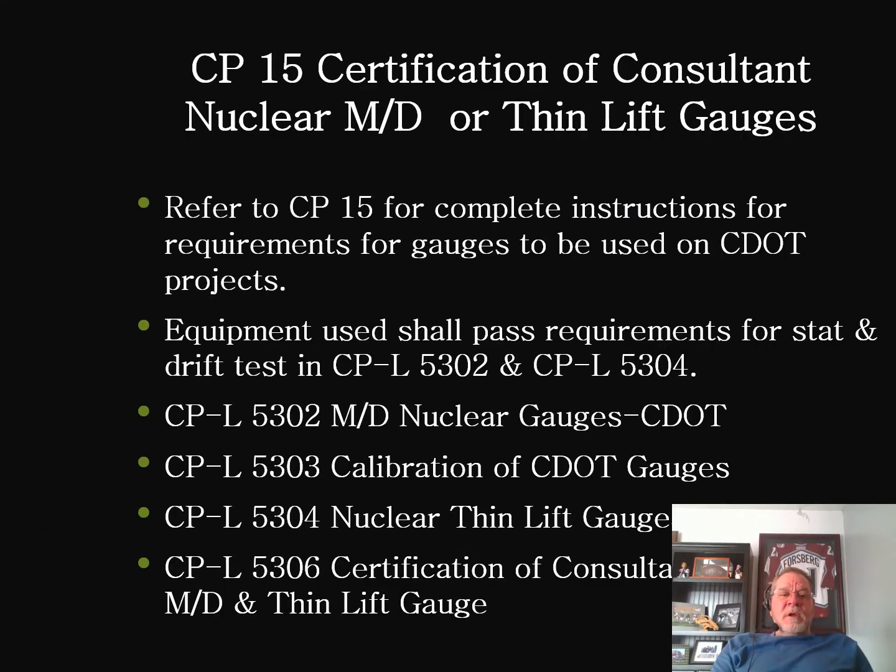CP15 requires that the nuclear gauges be certified properly. They have to be run across a set of blocks to verify that they are accurate, that they are reading accurately for all kinds of things. There are stat and drift tests. They have to be calibrated. There's a thin lift gauge. So all of these things have to be done. And all of these CP numbers talk about how those things are going to take place.